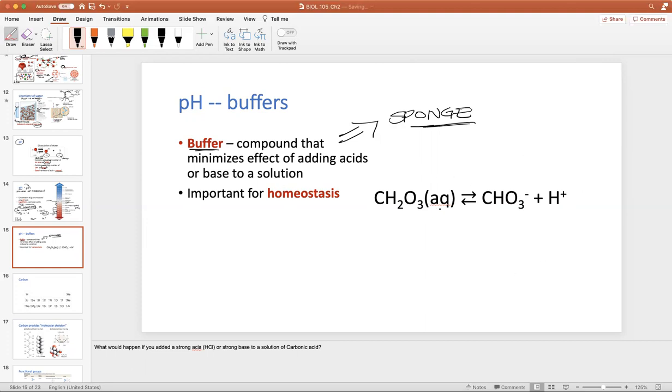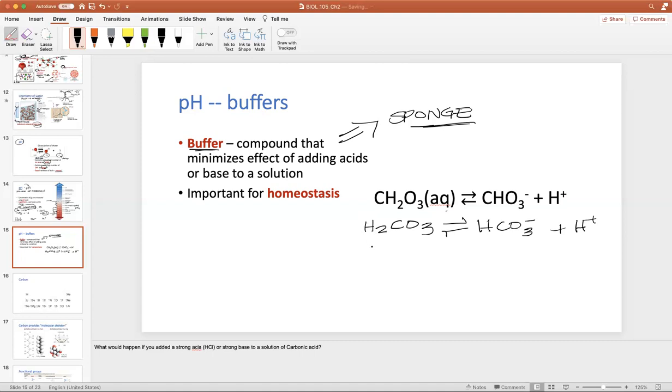So lots of times these buffers are what we call weak acids. And so I actually don't like the way this equation is written. When I write this equation, I write it like this. H2CO3 is how I write this. And then HCO3 negative plus H plus. Okay, this is more familiar to me. But can you see that I just rearranged stuff, guys? This is the exact same thing.